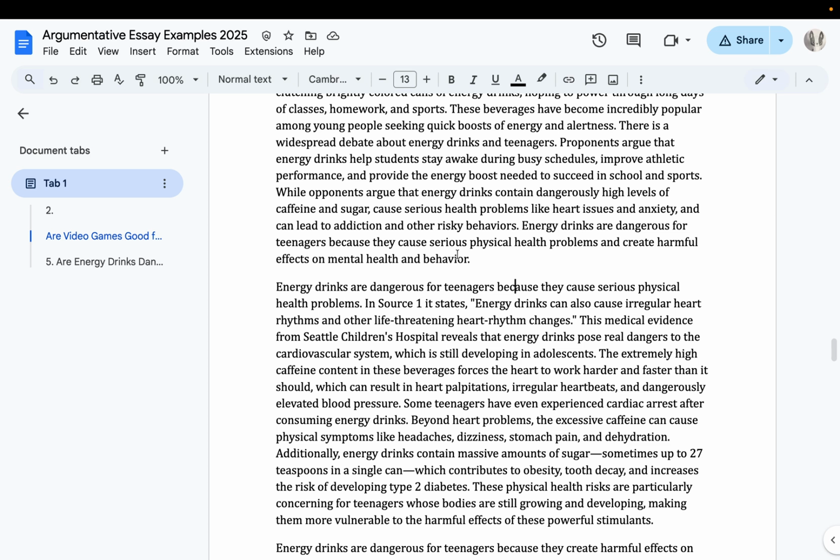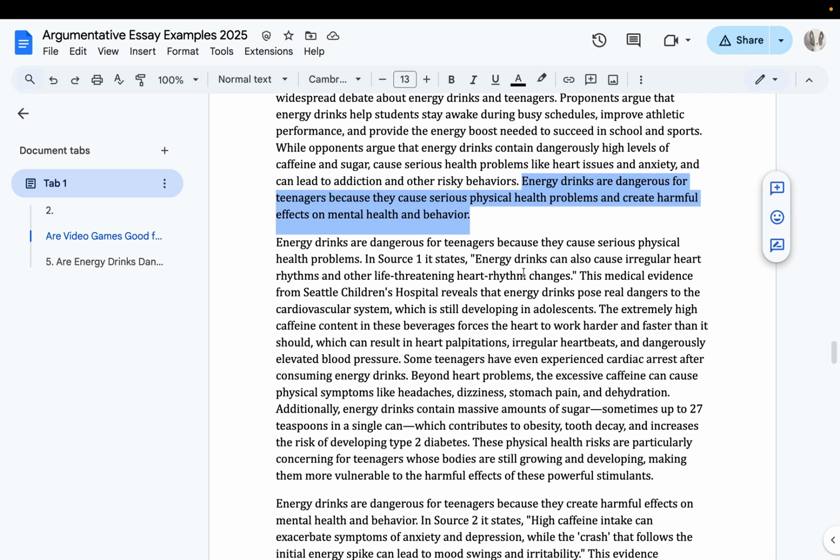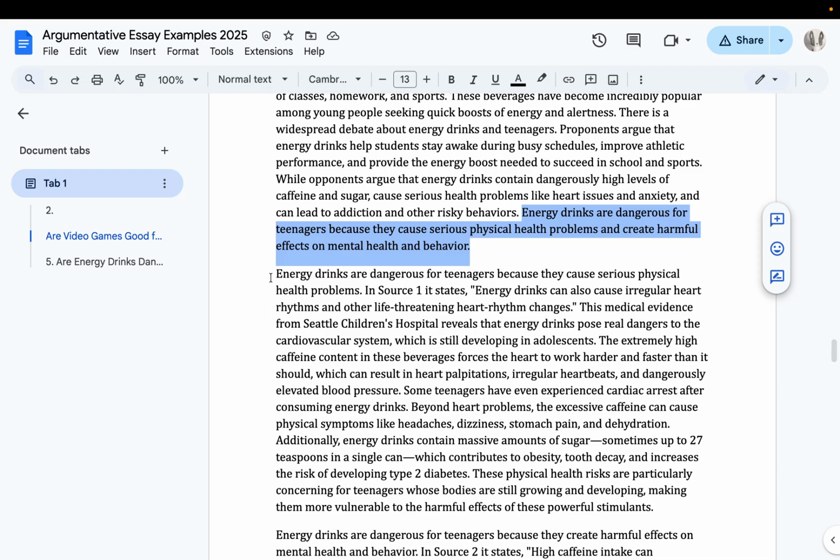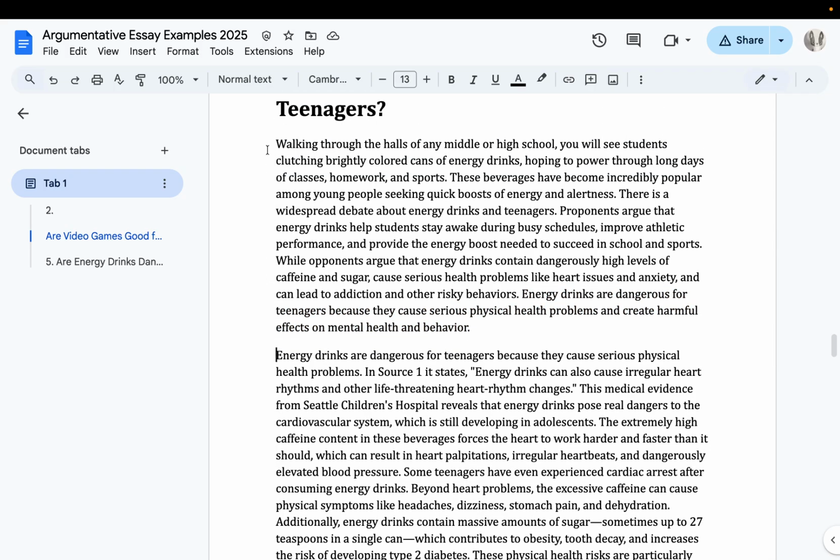And then your thesis statement at the end. Energy drinks are dangerous for teenagers because they cause serious physical health problems and create harmful effects on mental health and behavior. Thesis statement. And then if you remember, your next one's going to be your first body paragraph. Again, try to indent these.